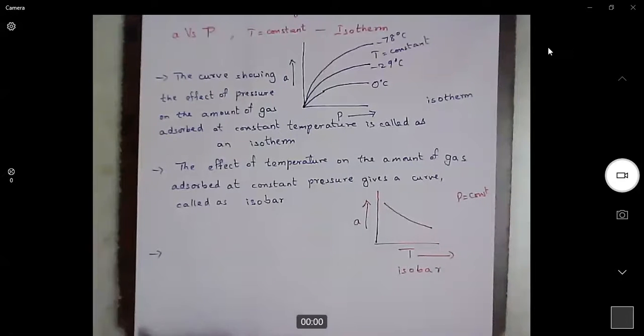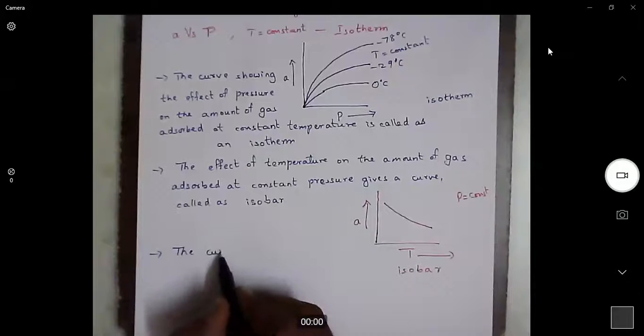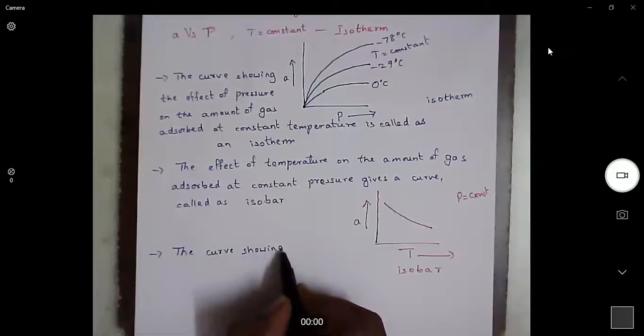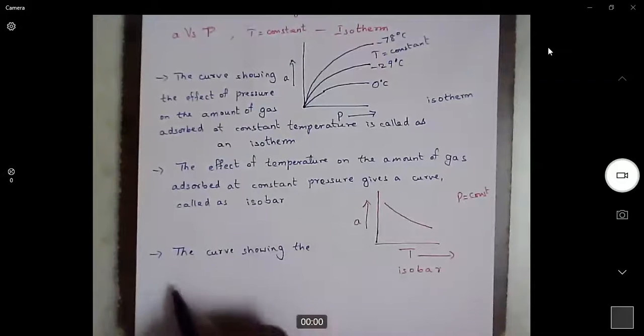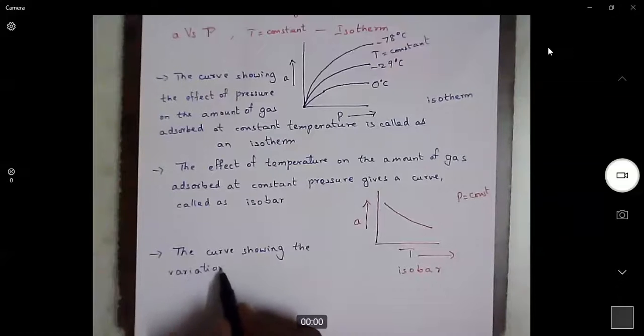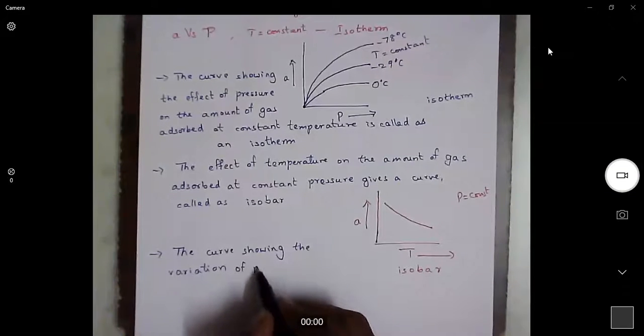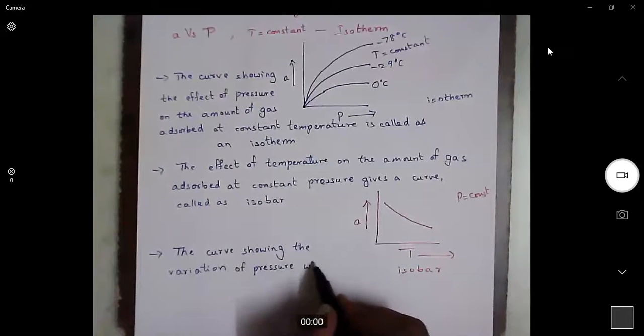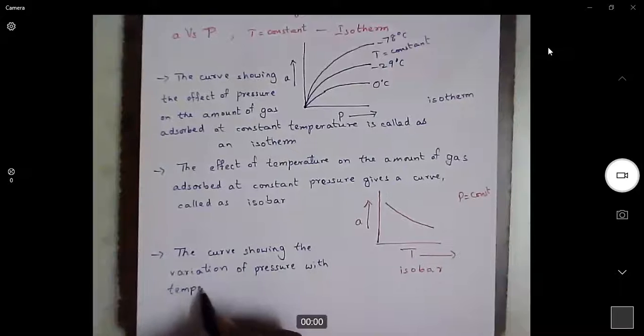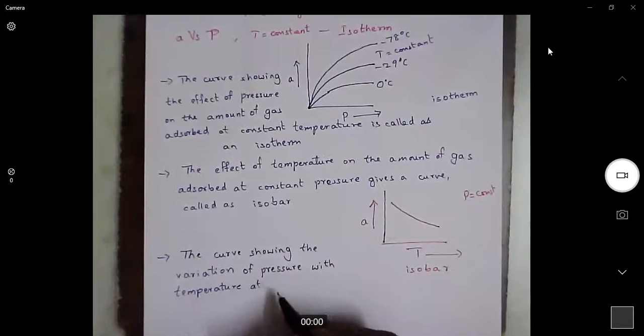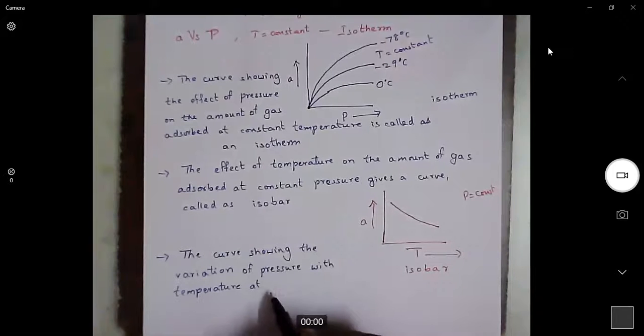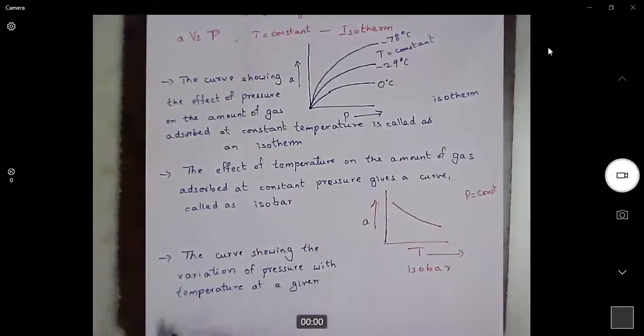We have another graph, the curve showing the variation of pressure with temperature at constant amount of adsorption, which is called an isoster.